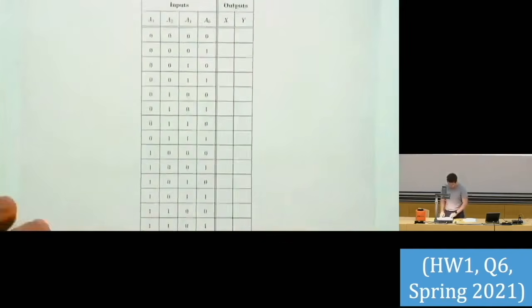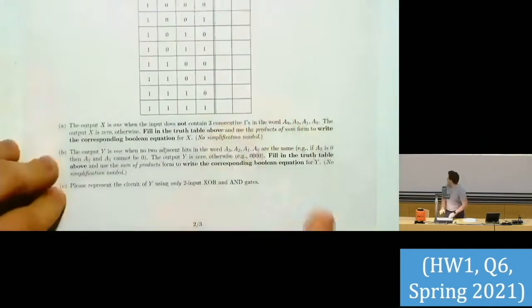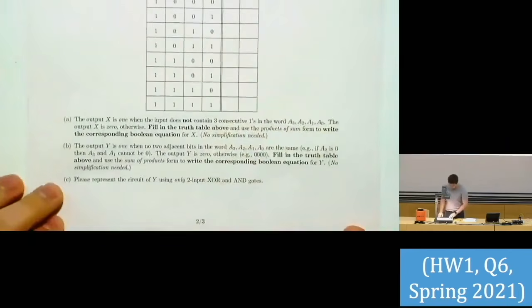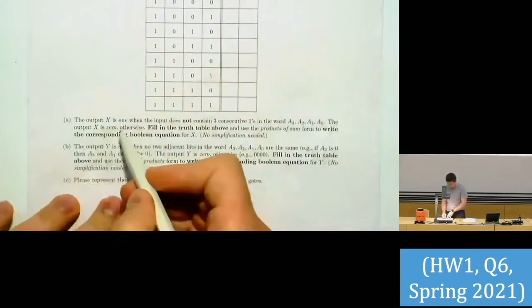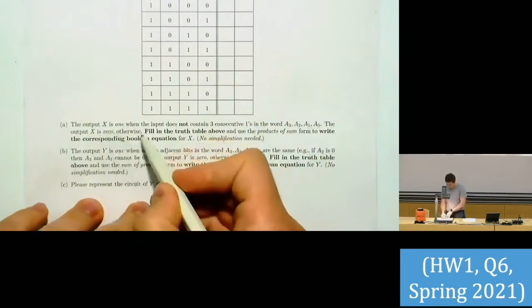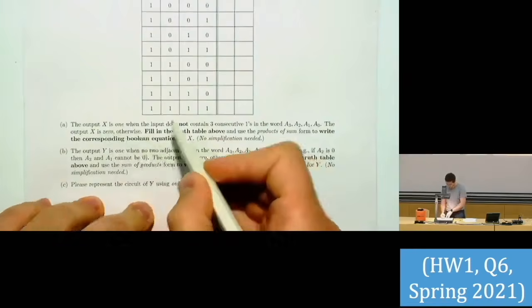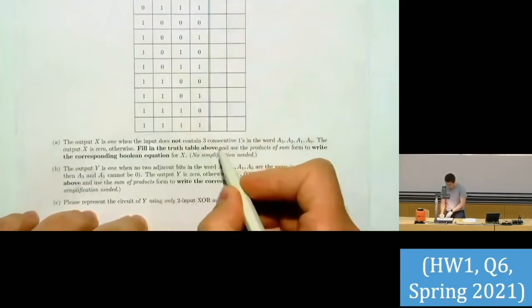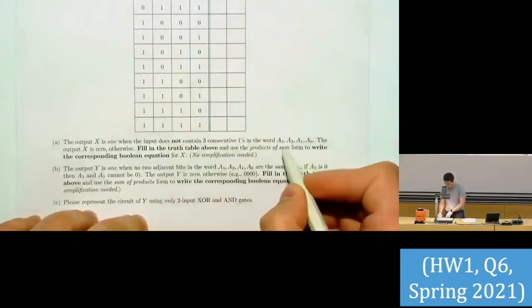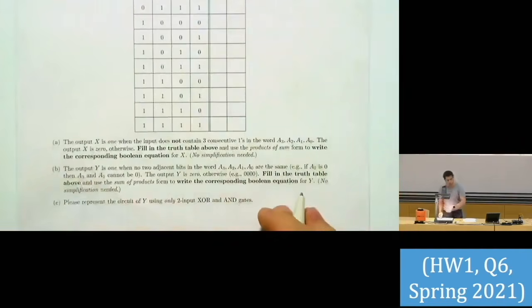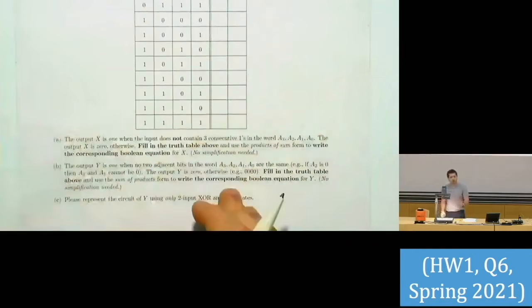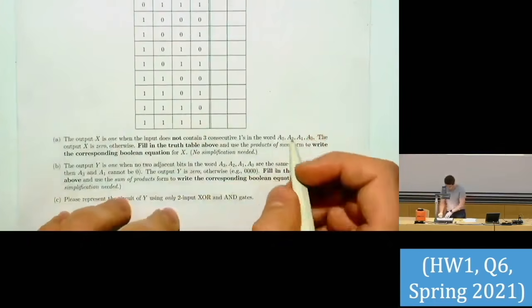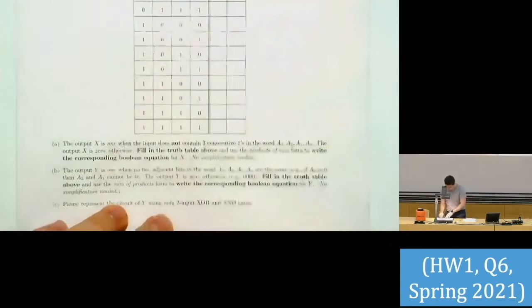So let's look at the first question here. It says describe X first. X is 1 when the inputs do not contain 3 consecutive ones in the word A3 to A0. In other words, it is 0 when it contains 3 consecutive ones. So let's find such occurrences in this truth table.